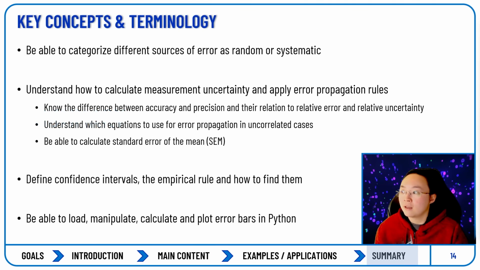So as a summary, what should you be able to do after this chapter? You should be able to categorize different types of error as random or systematic. You should be able to know how to calculate measurement uncertainty and apply error propagation rules. Most importantly, you should be able to understand what standard error is and how to calculate it. And at the end of the day, be able to generate error values for repeat measurements and be able to plot them as well.